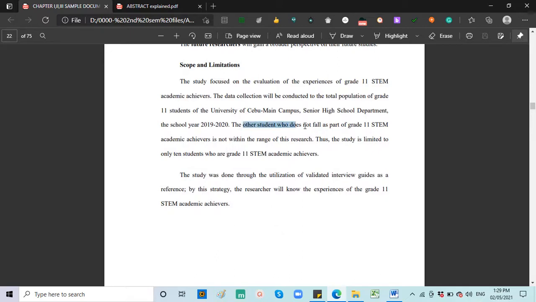The other students who do not fall as part of grade 11 are not within the range of this research. Okay, you specify that there. Thus, the study is limited to only 10 students who are grade 11 STEM academic achievers. Okay, that's where we are limited. Yes, those are our limitations.